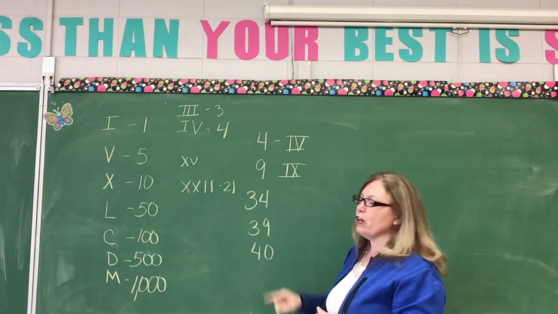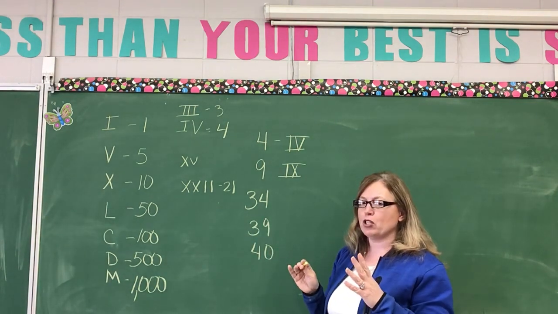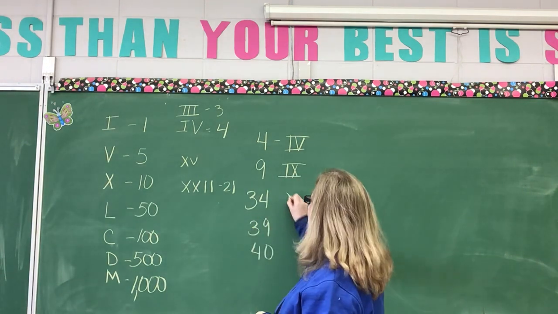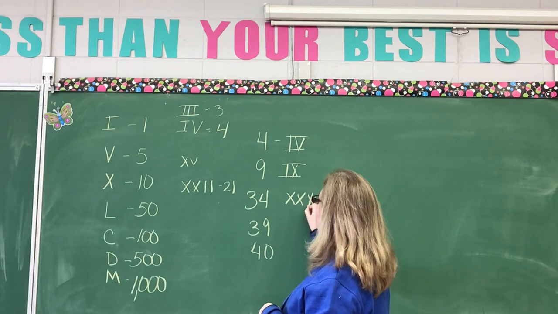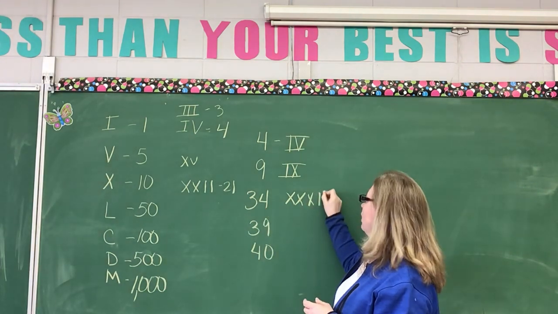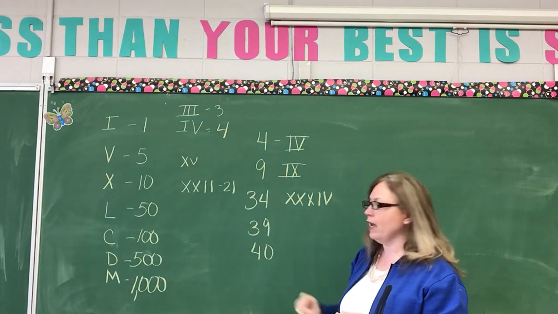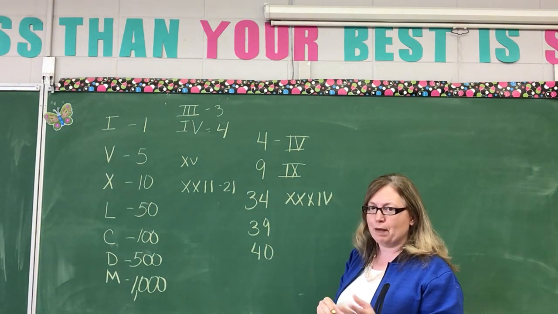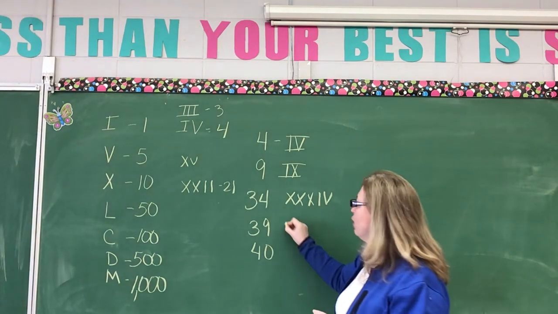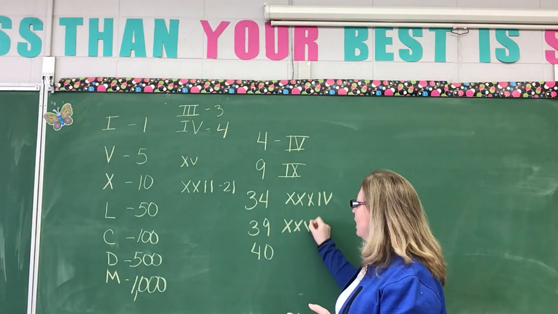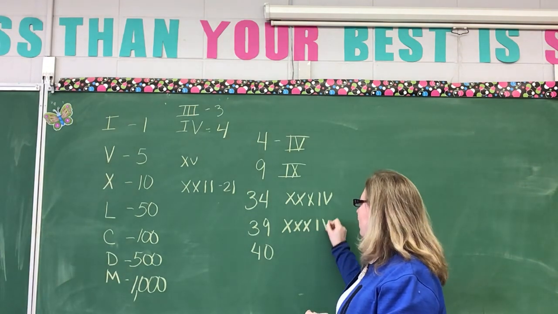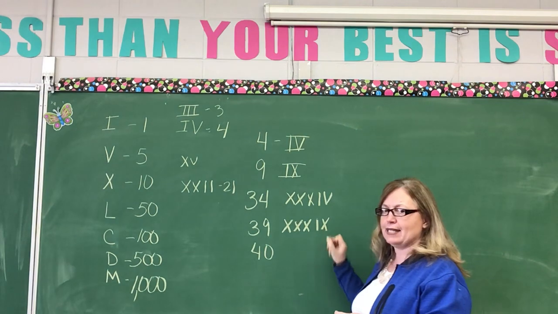Now, for 34, I'm going to have to break this apart. For 30, I'm going to use what? 3 X's. X, X, X. That's 30. Now, how do I write 4? 1 less than 5. What about 39? Think about that for a second. For 30, you're going to write XXX. And for 9, you're going to write IX, because 1 less than 10 is 9.